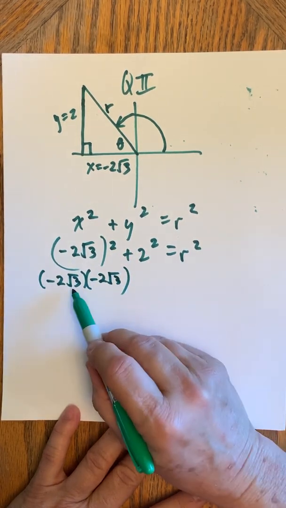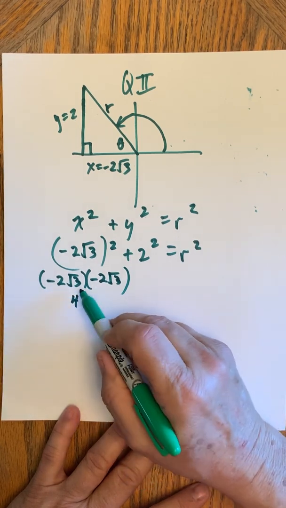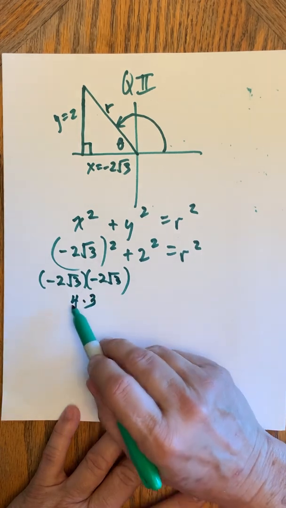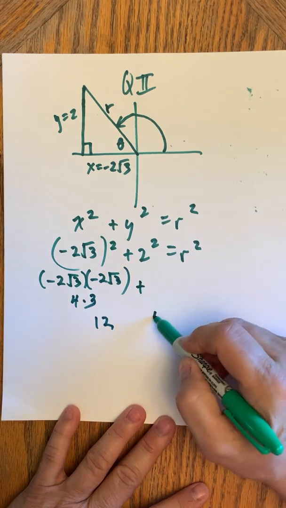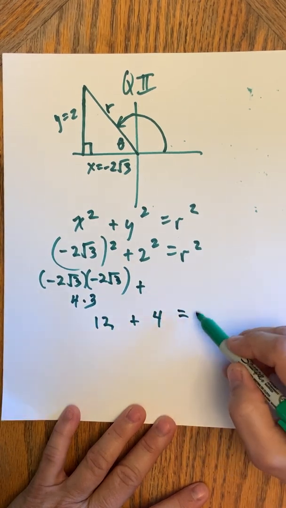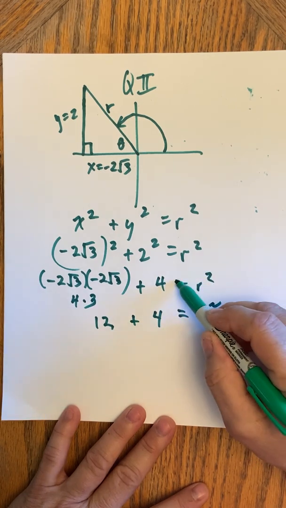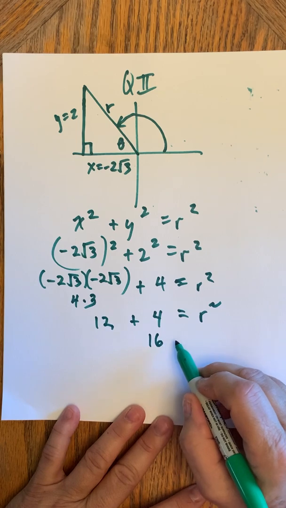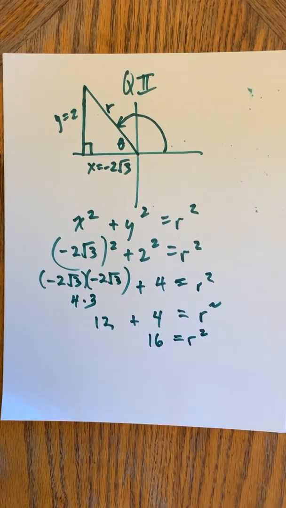And so this part here, negative times a negative is going to be a positive. 2 times 2 is going to give me 4. And then square root 3 times square root 3 is going to give me a 3. So 4 times 3 is 12. And then here I'm going to have plus 2 squared is 4, is equal to r squared. All right, so 12 and 4 is 16, and that's going to give me r squared.